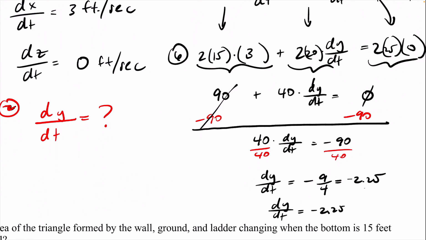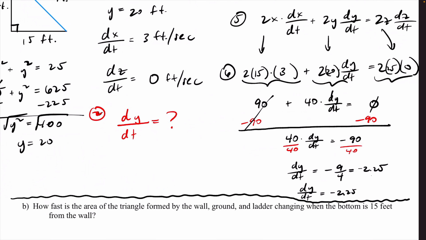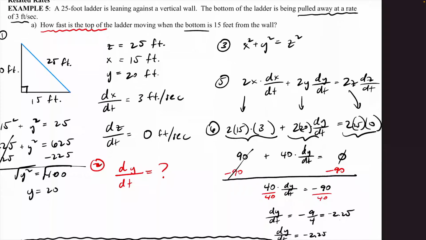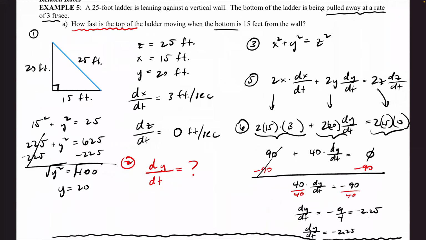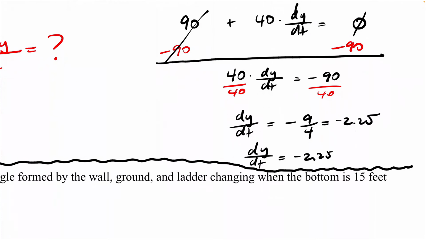So is that a rate? Did I just find a rate? Or did I just find a quantity, like a distance or a measurement? It's how fast, right? So it's a rate. It was dy over dt, so it was the length or the base or the height, however you want to say it. So that is feet per second.